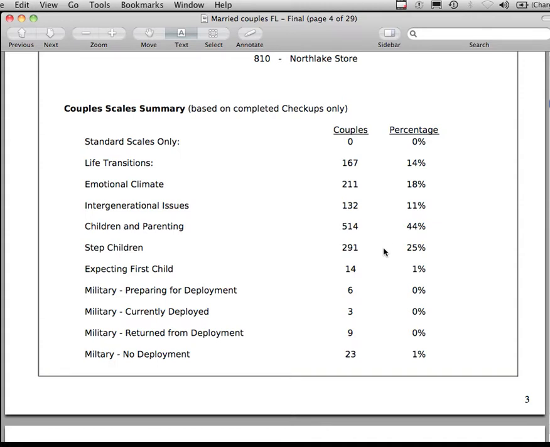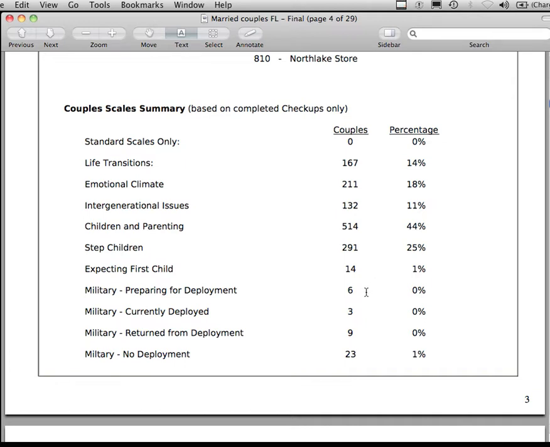25% of the married couples in this sample were in a blended family, had stepchildren. So that's significant to note that a full quarter of this sample that was really just recruited from the general public was living in a step family situation. This is kind of fun. 14 of the couples said they didn't have children, but they were expecting their first. And there is some content in the couple checkup for couples expecting their first child.